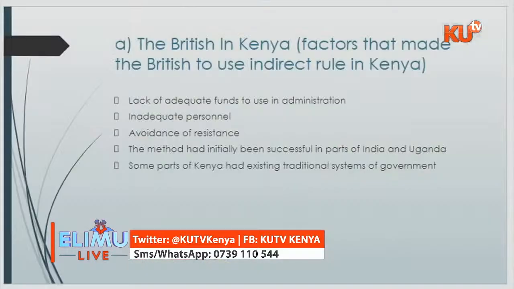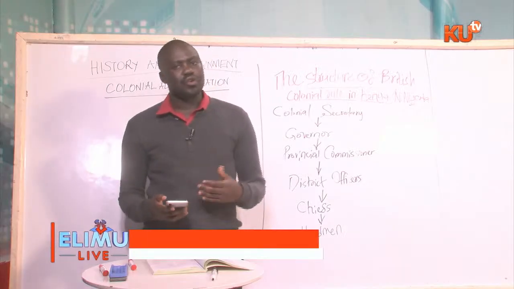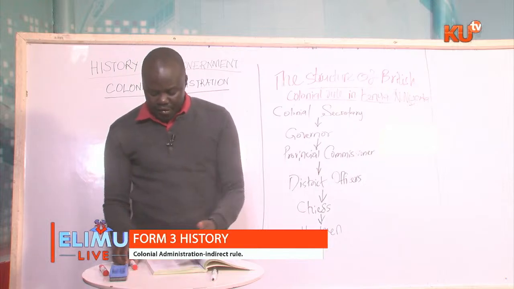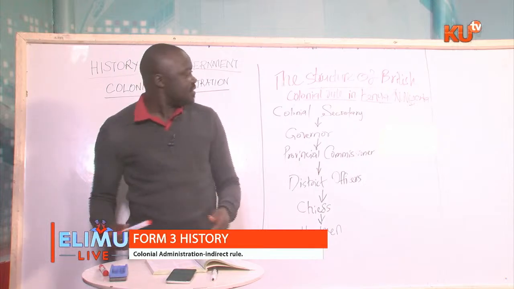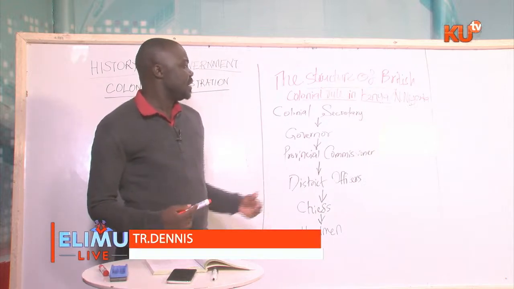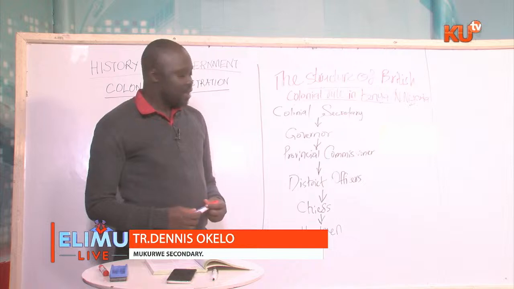Then some parts of Kenya had existing traditional systems of government. So you remember I've told you about the Wanga, who had their chiefs, and again the Maasais, who had their Oloibon. So in such territories or domains, it was going to be very easy for the British to use direct rule. Now the structure of governance or the structure of the British rule in colonial Kenya was this way.